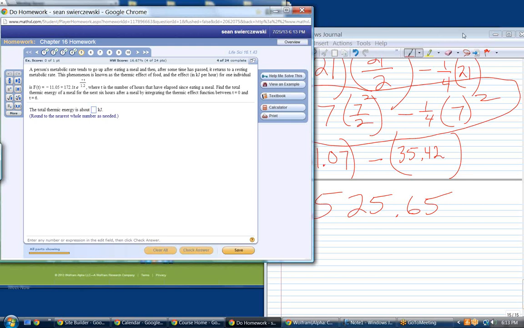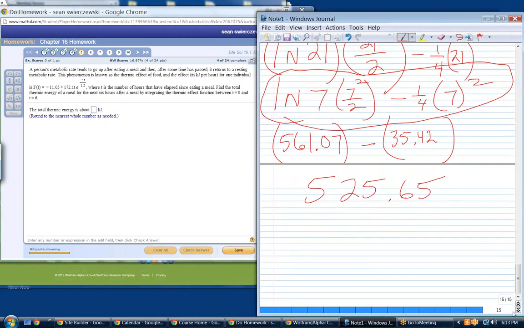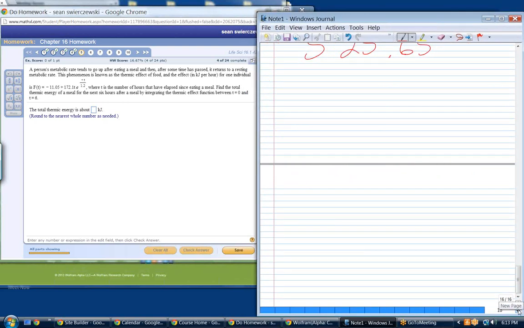All right. It's basically just an integration problem. They tell you how to do it. So what's our integral that we want to integrate, and from what?